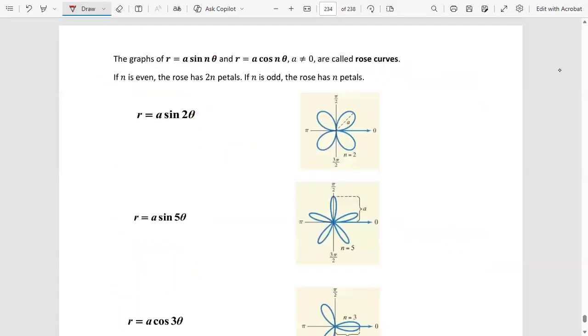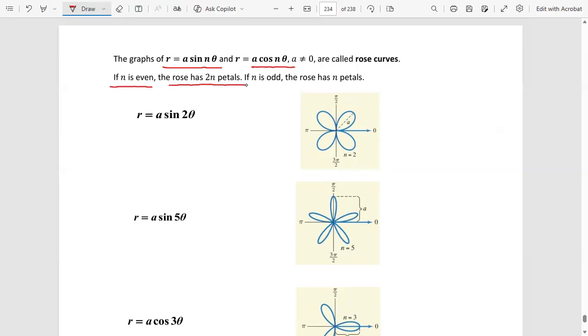And another form of the equations are called rose curves, the equations that have sine or cosine of n theta. n is any number. It can be an even number, it can be an odd number, it can be 2 theta, 3 theta, 4 theta, 5 theta. And if we have equations in this form, usually when we graph them, we have rose curves. So the graph gives us some petals. And it depends on the number, which is even or odd. If n is even, we always have 2 times that many petals.